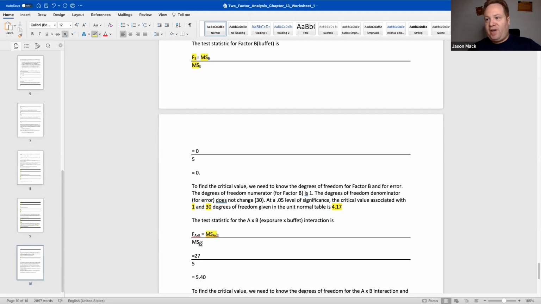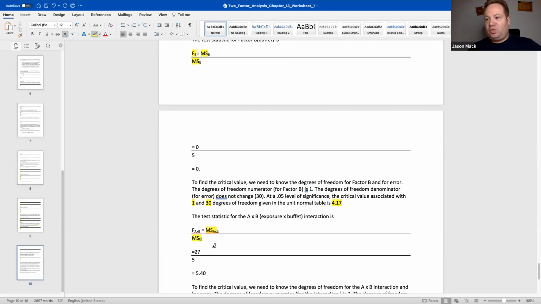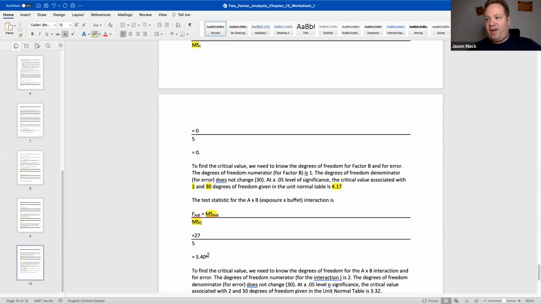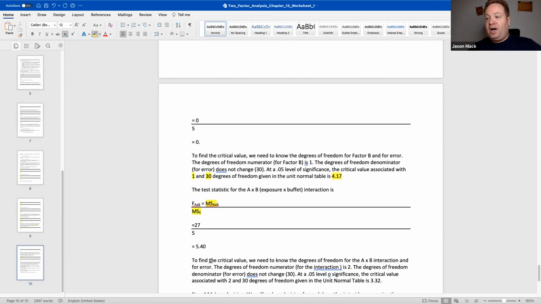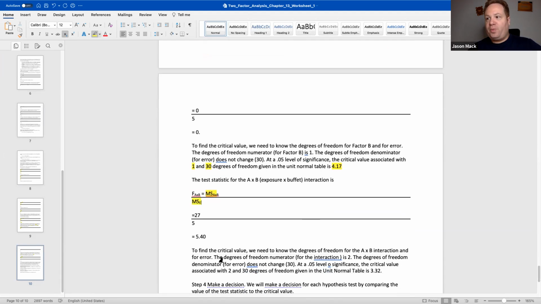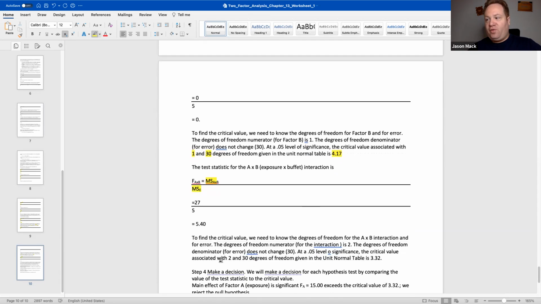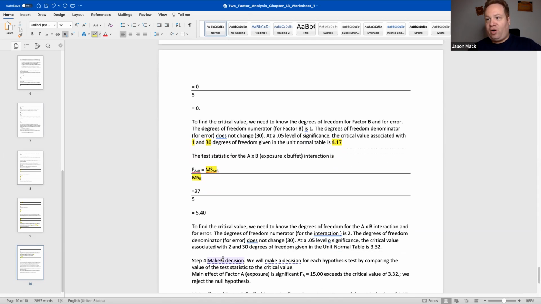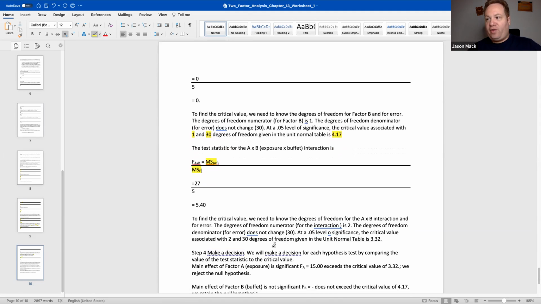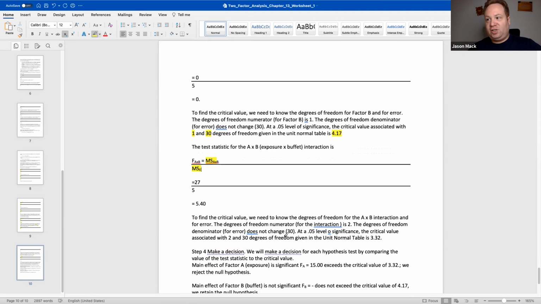The test statistic for the A times B, exposure times buffet, interaction is the mean square A times B divided by the mean square error, which is 27 divided by 5, which is 5.40. Again, to find the critical value, we need to know the degrees of freedom for the A times B interaction and for error. The degrees of freedom numerator for the interaction is 2. The degrees of freedom denominator for error, again, is not changed, it's still 30.